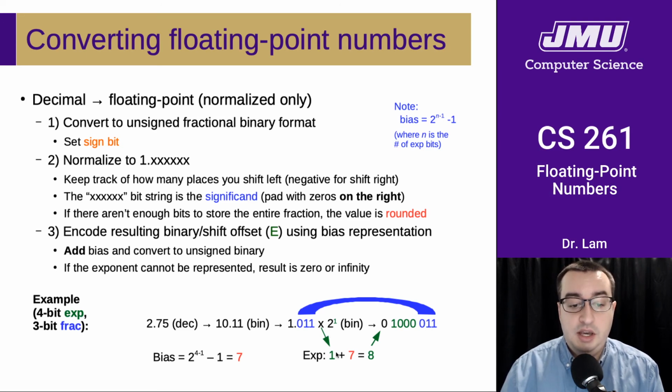And then we take the shift offset, we add the bias. Again, here's the formula for the bias if it's not given to you in the problem. And then we take that number and we encode it in binary, and that's the result.